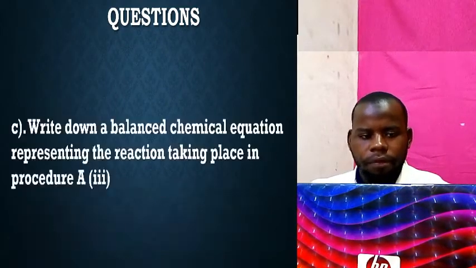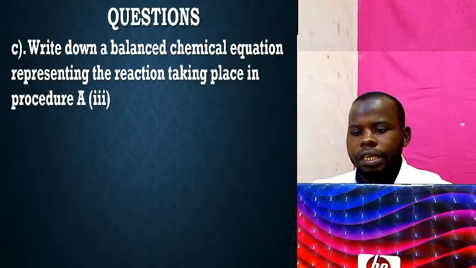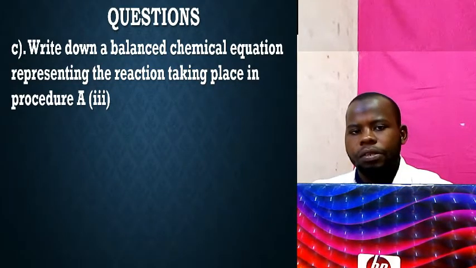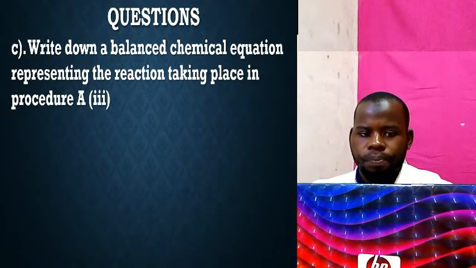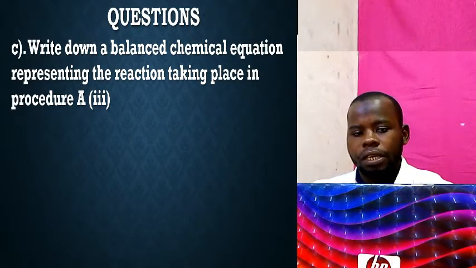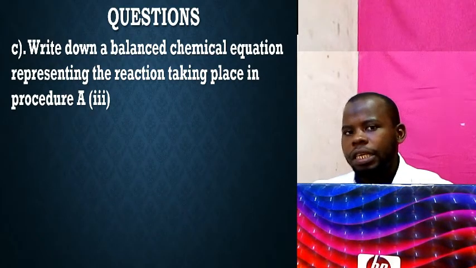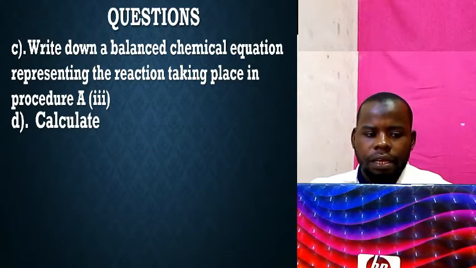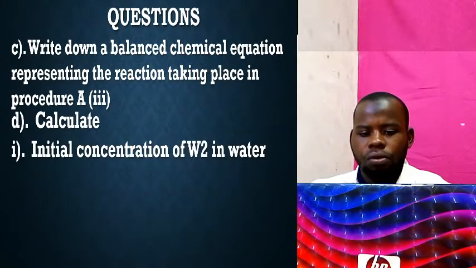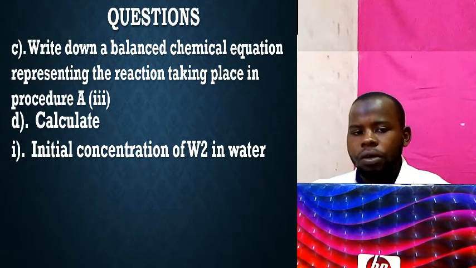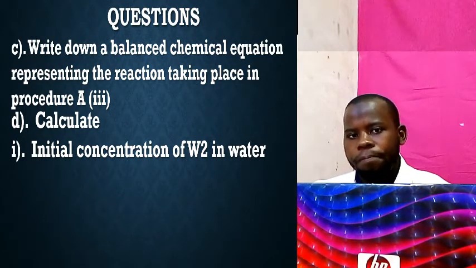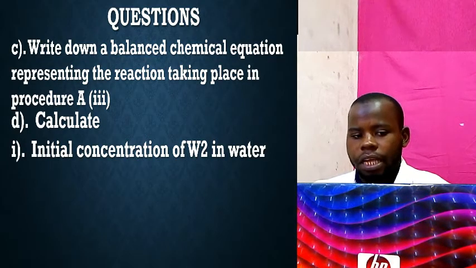Let's proceed with the questions. The first question, write down a balanced chemical equation representing the reaction taking place in procedure A3. That's a balanced chemical equation between succinic acid and sodium hydroxide. Another question: calculate the initial concentration of W2 in water. That is the concentration for the first procedure, procedure A. You have to find the molarity of succinic acid.